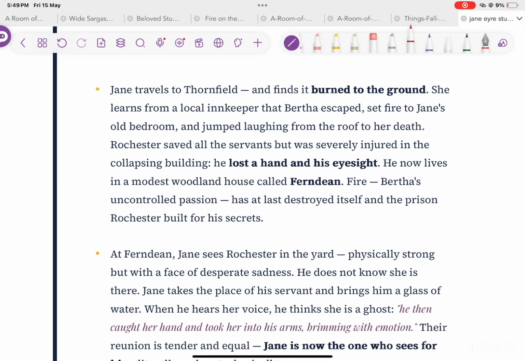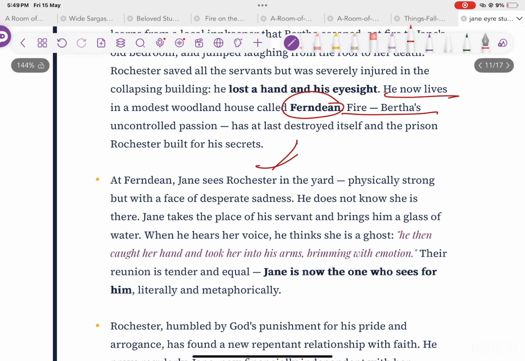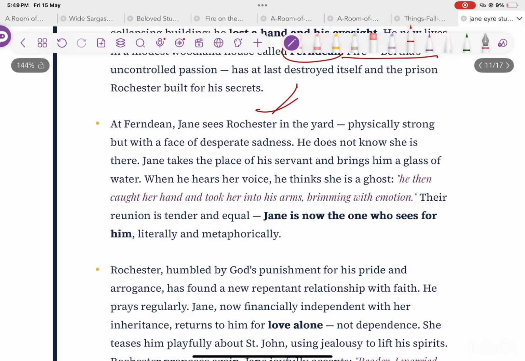He lost a hand and his eyesight. He now lives in the modest woodland house, Ferndale. Fire, Bertha's uncontrolled passion, and now at last she unites with Rochester. At Ferndale, Jane sees Rochester in the yard, physically strong but with a face of distressed sadness. He does not know she is there.